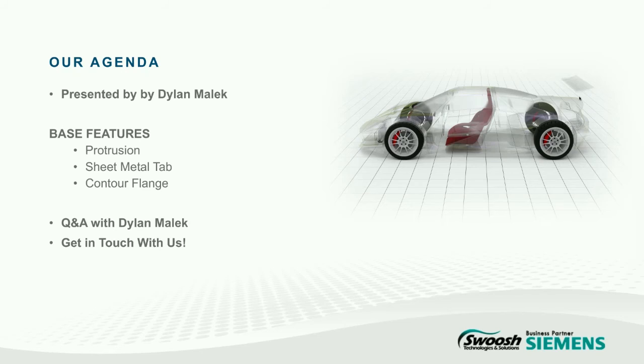Today, we'll be talking about base feature. Base feature is the first feature you typically construct in a Solid Edge part or a sheet metal document. A base feature defines the basic part shape. You construct solid models by adding material to and removing material from the base feature. Some base features Dylan will cover are protrusion, sheet metal tab, and contour flange.